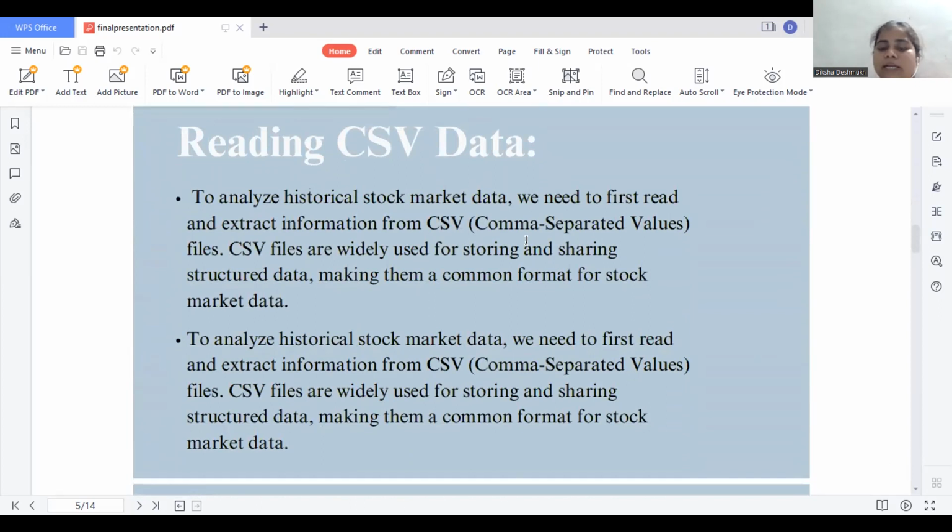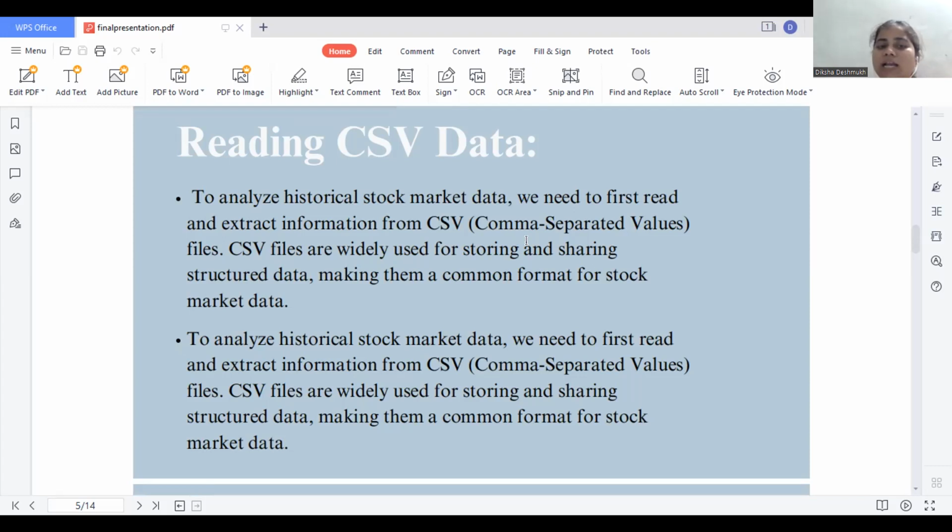How to read CSV data and how to analyze it. To analyze the historical market data, we need to first read and extract information, whatever information we have, from comma-separated value files, and we can analyze our historical stock market data through it.